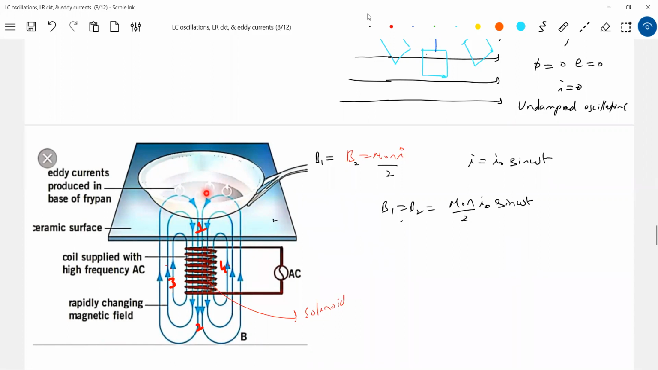Copper will have more density of free electrons. So therefore, the bottom should be made of copper. So here what happens? All the magnetic field will link maximum at the bottom, so the eddy currents will be generated here. So this is the basic idea of the induction cooker, the induction stove that we have.